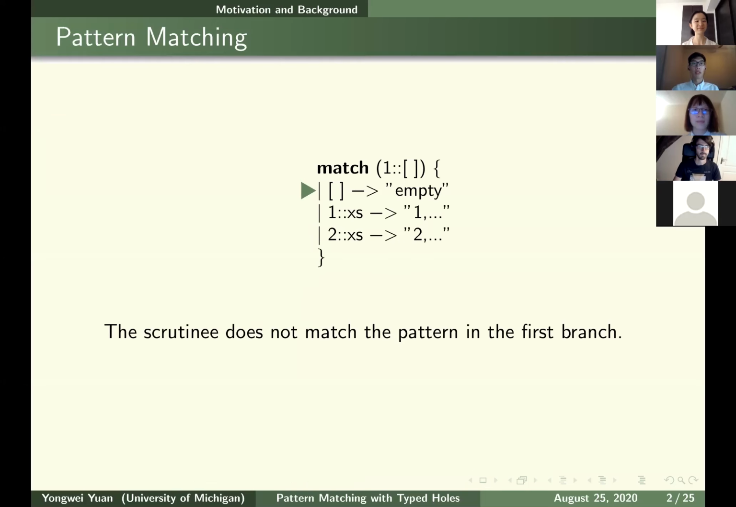Pattern matching allows us to branch based on a given expression, which is also called the scrutinee. We consider branches in order and take the first branch that is matched by the scrutinee. Imagine we have a single element list that begins with 1. First, it's not empty and thus doesn't match the pattern. Then we consider the second branch. The scrutinee begins with 1, so it matches the pattern, and thus we take the second branch.